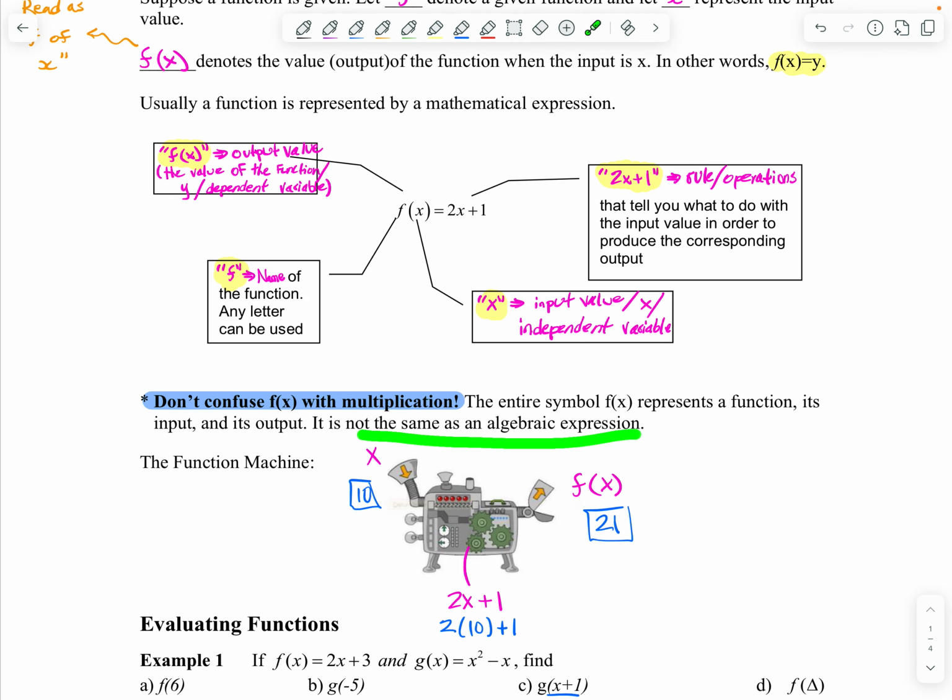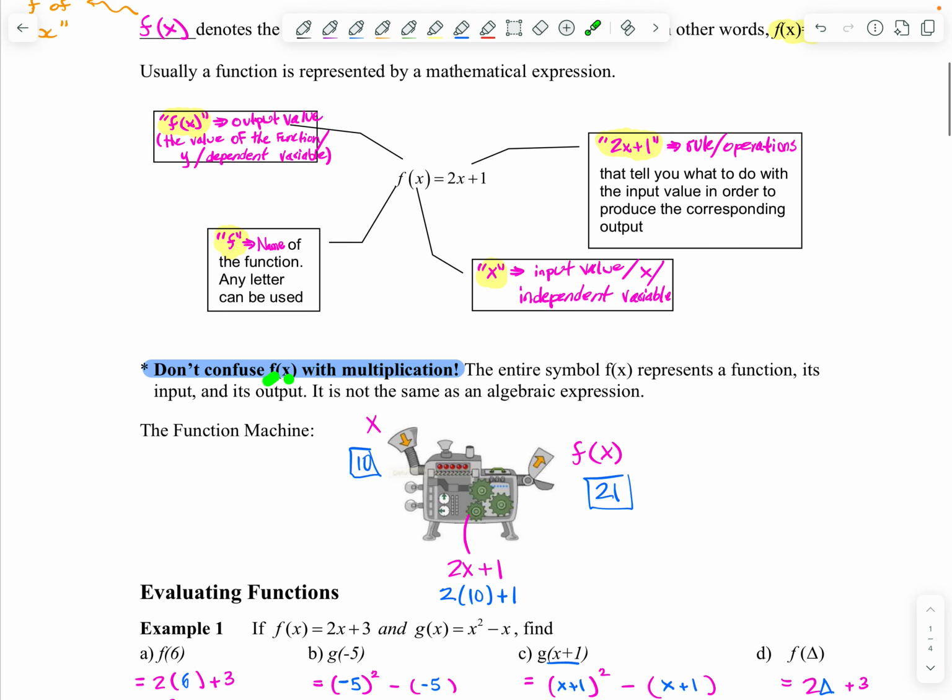It's not the same as an algebraic expression. So it's not just f times x. Think of this as a machine, a function machine. We're feeding it x, we get f of x. And this could be our rule here, for example.